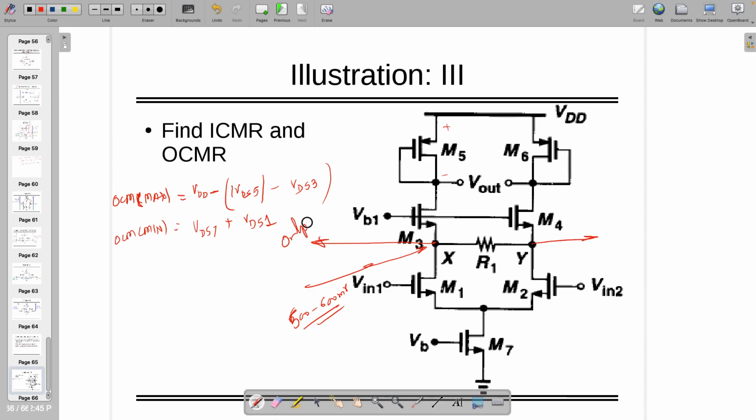It will be on the top also. So I took M5, VDD minus. Where the output is, M5 is written below. Oh, okay. Sorry, it's my mistake. I assumed that X and Y are the output. Okay, that was the mistake. You're right.